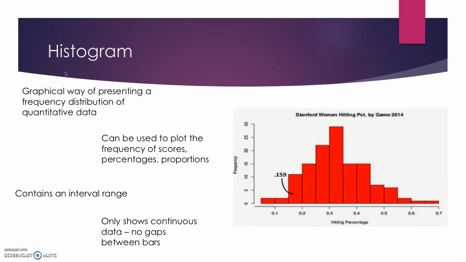The last way to present data is by using a histogram. These are a graphical way of presenting a frequency distribution of quantitative data. They can be used to plot frequency of scores, percentages, or proportions. They contain what's called an interval range. This is selected to reduce the amount of information while still providing enough variability to picture the shape of the distribution. The most important factor about these types of graphs is that they are created when the data is continuous, thus there are no gaps between the bars, and histograms can be used to display a normal distribution curve, which I'll go on to talk about now.